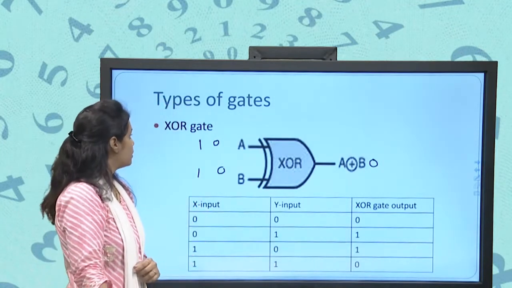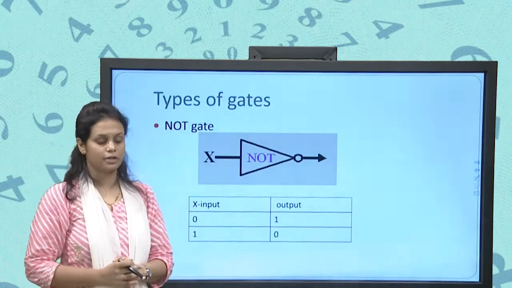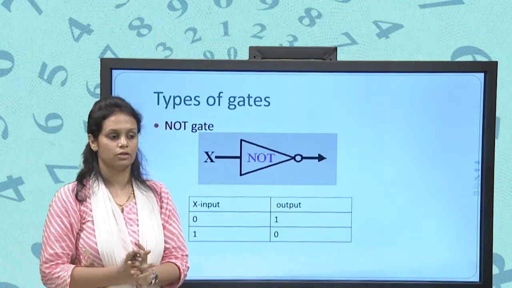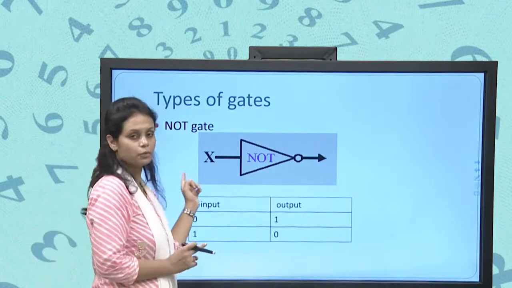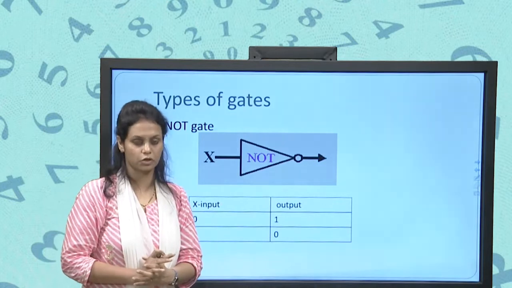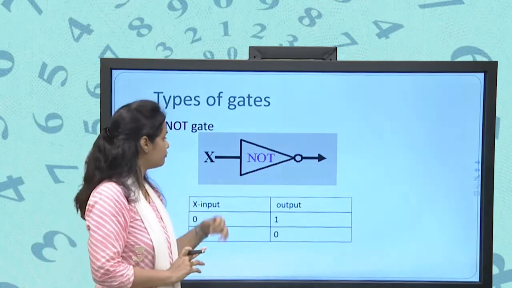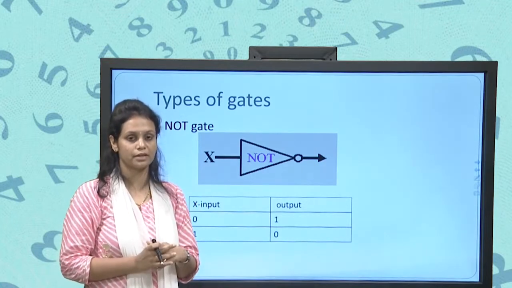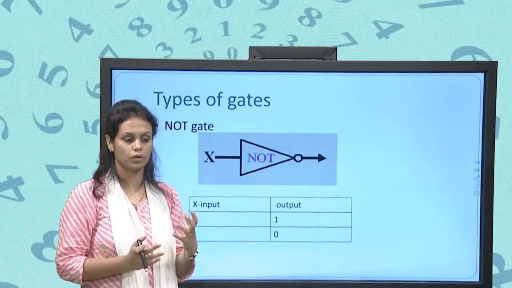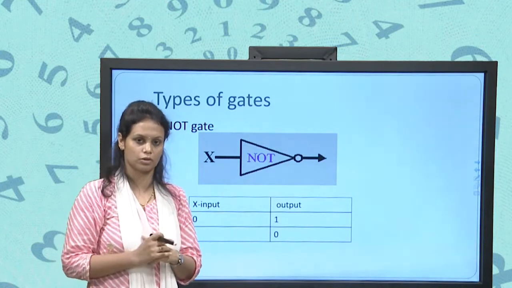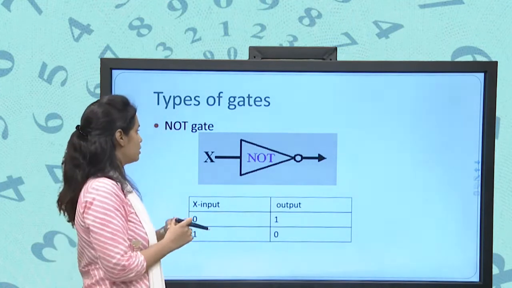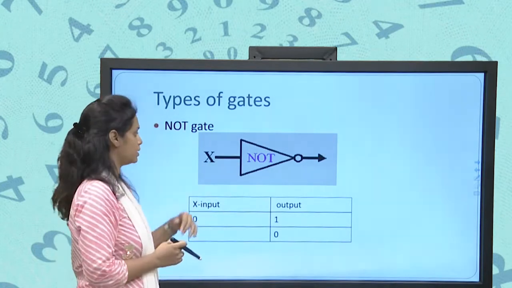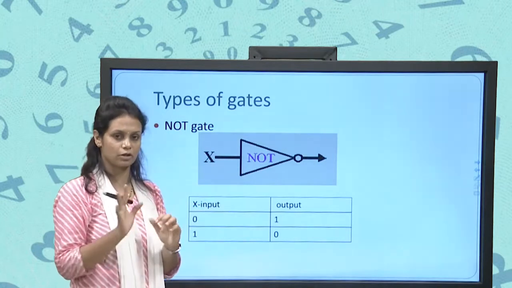The next type is the NOT gate. See what is the difference between the NOT gate and the other gates. The NOT gate accepts only one input instead of 2. In all previous gates we have seen, they work on two inputs, x and y, and we get one output. In the NOT gate, the number of inputs is 1 and the number of outputs is always 1.